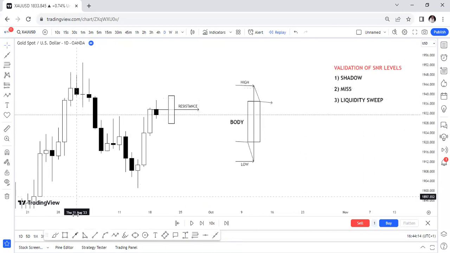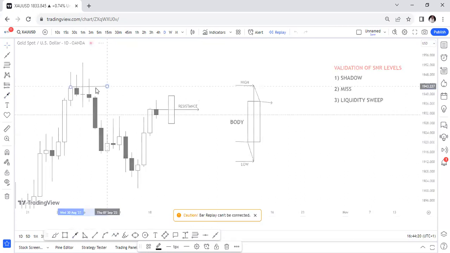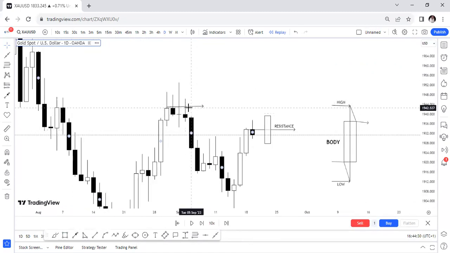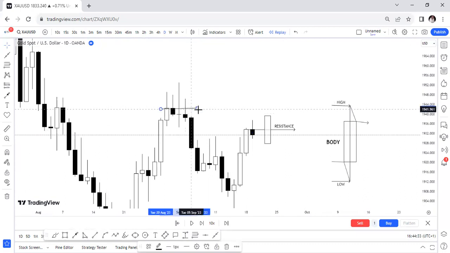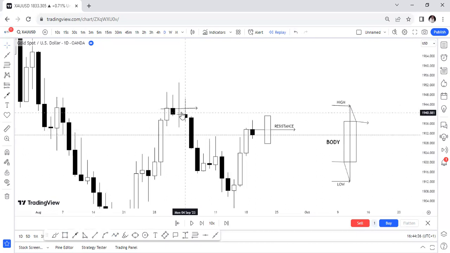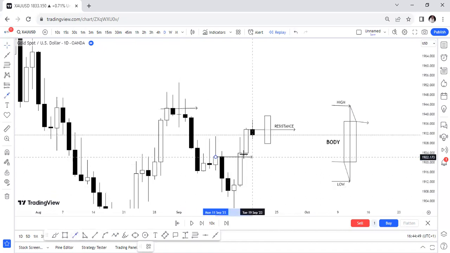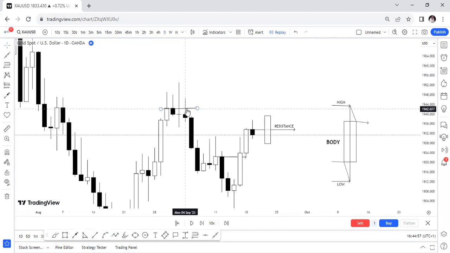Unlike this, you see what happens here. It's different from this place. This is an SNR. This is a resistance, right? You see the two candlesticks were wicks. You wick up the resistance level and close below it. You can imagine what happened: price closed downward. But for this place, you have a body that closes above it. So this is a different thing from here.